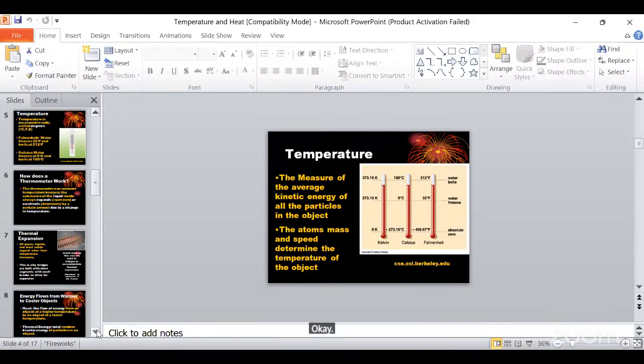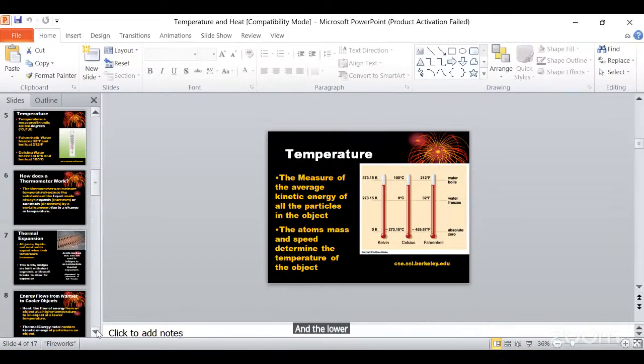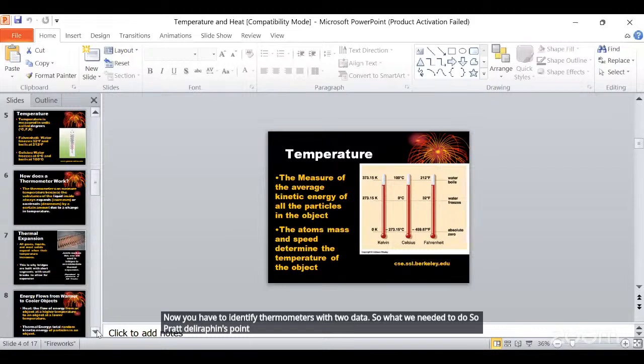Then draw another line, the second parallel line, where the upper fixed point is 200 ohms and the lower fixed point is 90 ohms. The temperature of the material is 120 ohms. Now you have two identical thermometers. So what we need to do is subtract the lower fixed point from the temperature of the material. In other words, 120 minus 90.